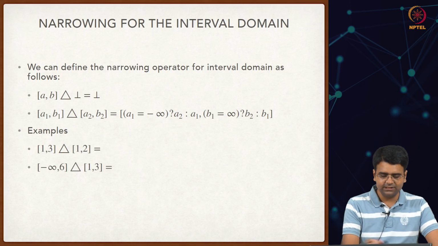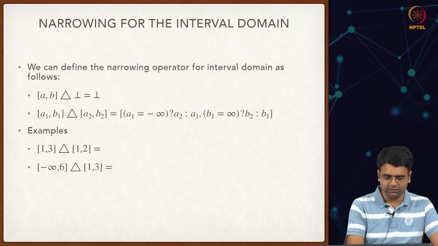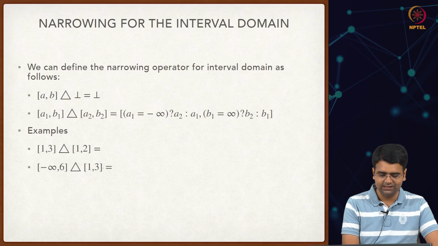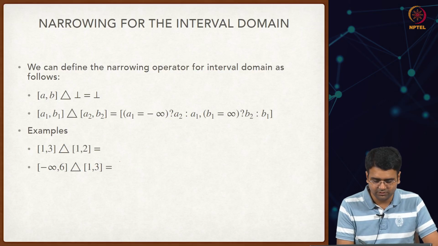On the other hand, let us consider an example which has infinity. Let us say the narrowing operator applied on minus infinity comma 6 and 1 comma 3. You use this definition. For the first interval, the lower limit is indeed minus infinity, so you will consider the lower limit of the second interval. This will become 1. For the upper limit, it is not infinity, so it will remain the upper limit of the first interval. It will become 6. So you will get 1 comma 6.